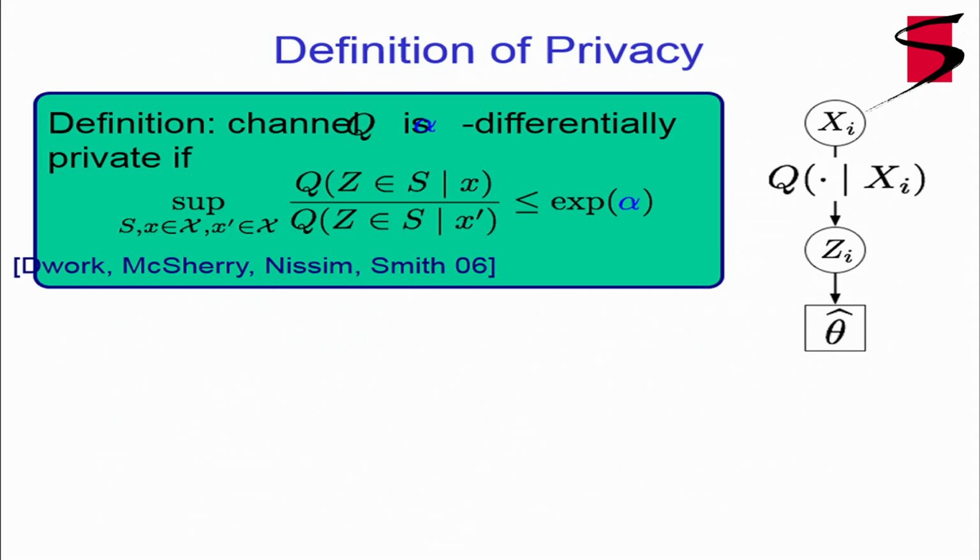Here is the definition that has emerged from the privacy community. It's a statistical definition at some level. It's a likelihood ratio. You look at the channel. It's a function of the channel, not of the data, not of the analysis of the loss function, none of that. It's just about the channel.